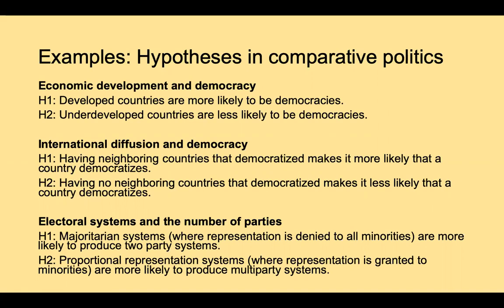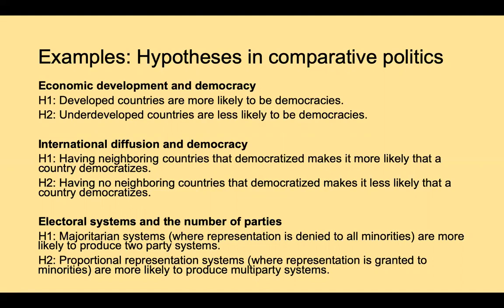And we took a look at hypotheses for economic development and democracy, hypotheses about how international diffusion affects democracy, and hypotheses that relate to electoral systems and the number of parties. And the reason that I gave you these examples and the reason I want to show you them today is because I want to remind you what they look like and the way they work. So we always have a very clear causal statement that implies a specific expectation. Developed countries will be democracies. Underdeveloped countries will not be democracies.